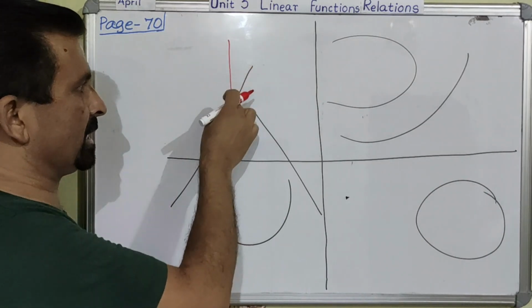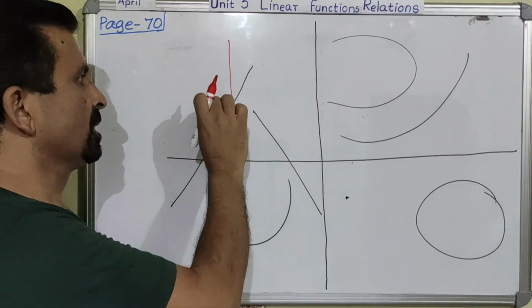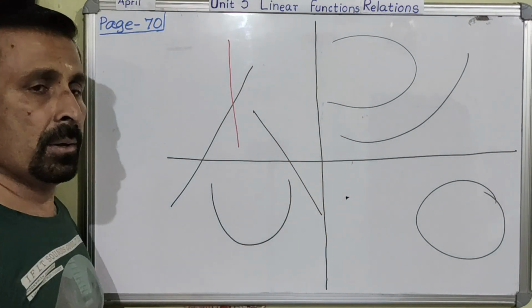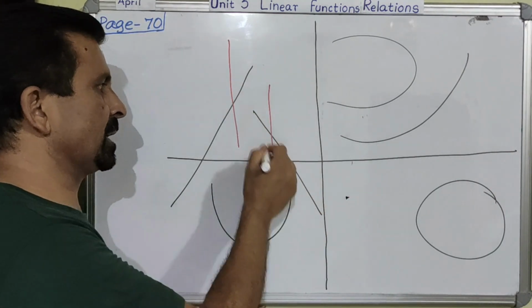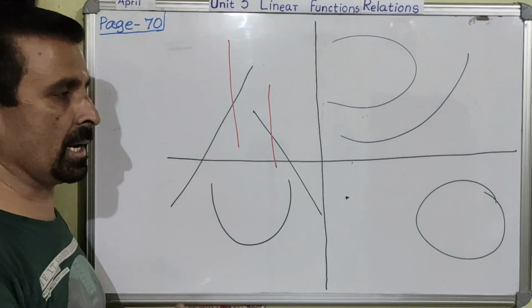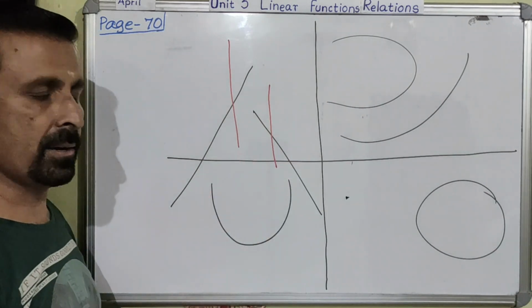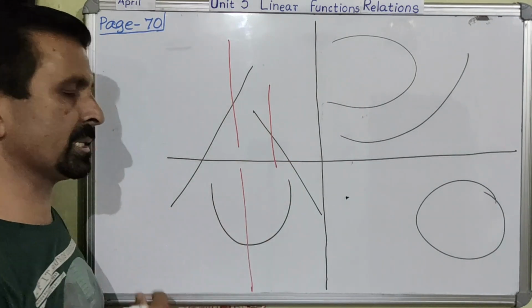This perpendicular cuts this line at one and only one point. So this is a function. Similarly, this is a straight line, right? This also is a function because here also when you draw a perpendicular line, it cuts the line at one and only one point. Therefore, this also is a function.